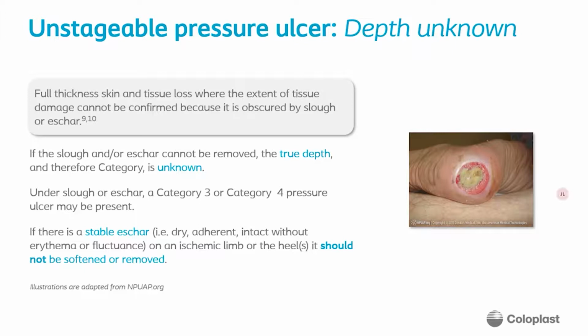You can see here on this image that although we can see pink granular tissue to the edge of the wound, we have this thick plug of slough in the centre of the wound. That's stopping us from seeing the true depth of the core of that wound, which means that actually this is an unstageable pressure ulcer. And that's how we should be documenting this until we can remove this plug of slough and identify the true depth, whether that's down to bone and full thickness tissue loss, or whether it's a category 3 tissue loss.